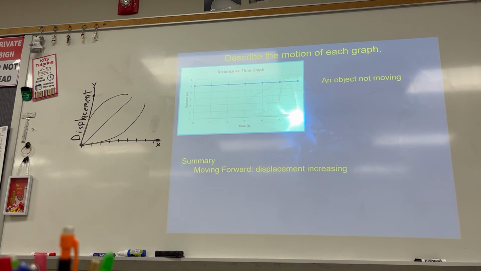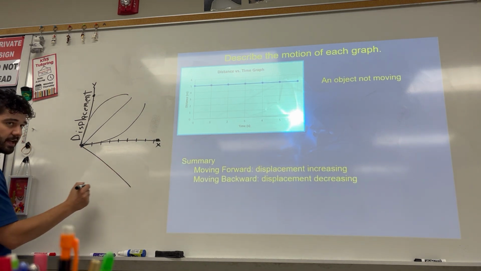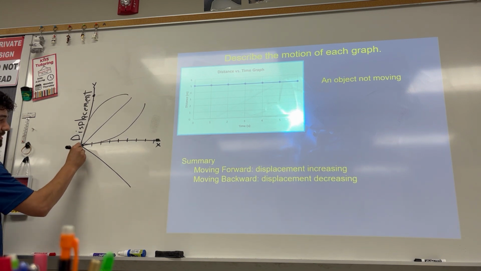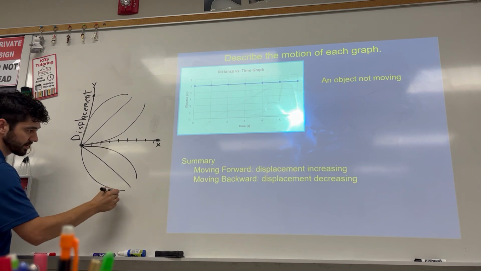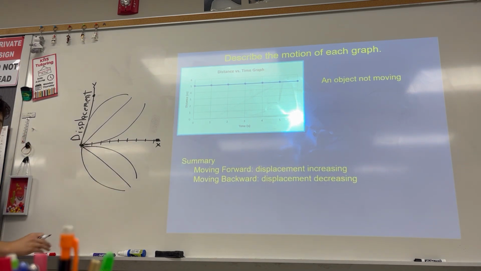What about my backwards graphs? If I'm moving backward, they all go down in some way. If I'm going down at constant speed, it'll look like that. If I'm speeding up, it looks like that. If I'm slowing down, it looks like that, but they're all going down. Do we see that pattern?